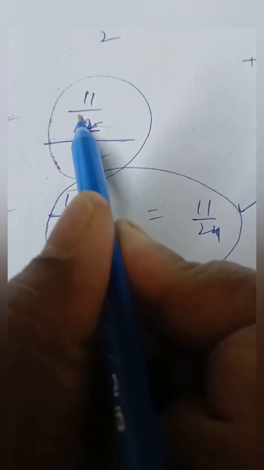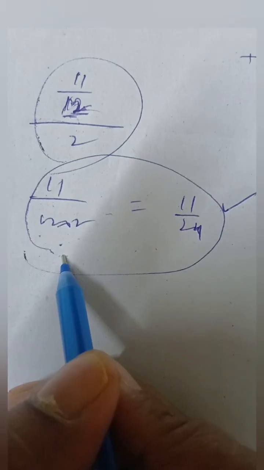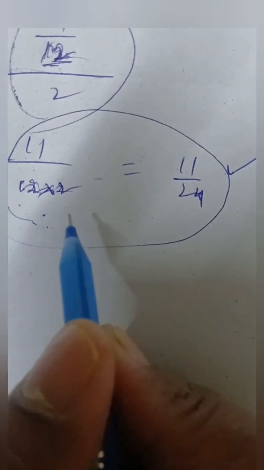Here I have taught in that way. 11 by 12 divided by 2, so it becomes 12 into 2. How this 12 into 2 we have got, most of them will have doubt. So that's why I told.